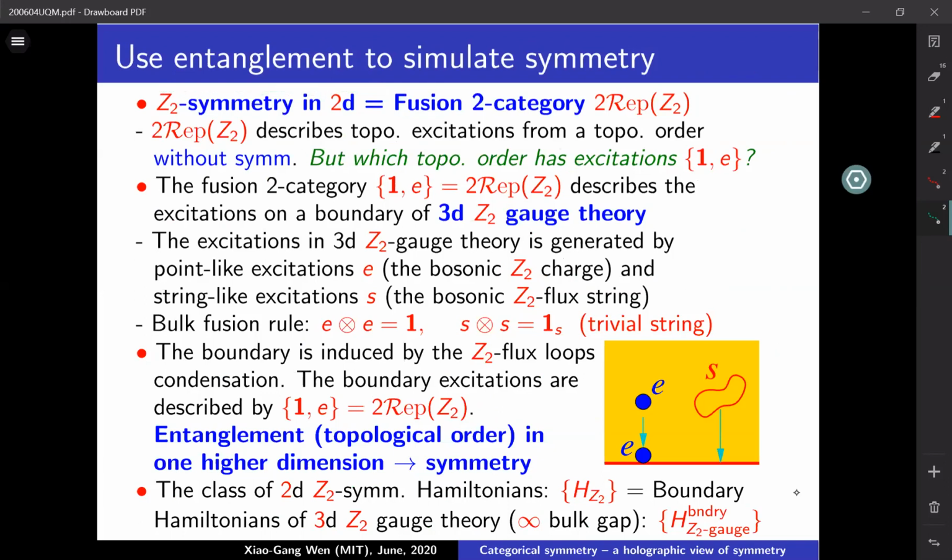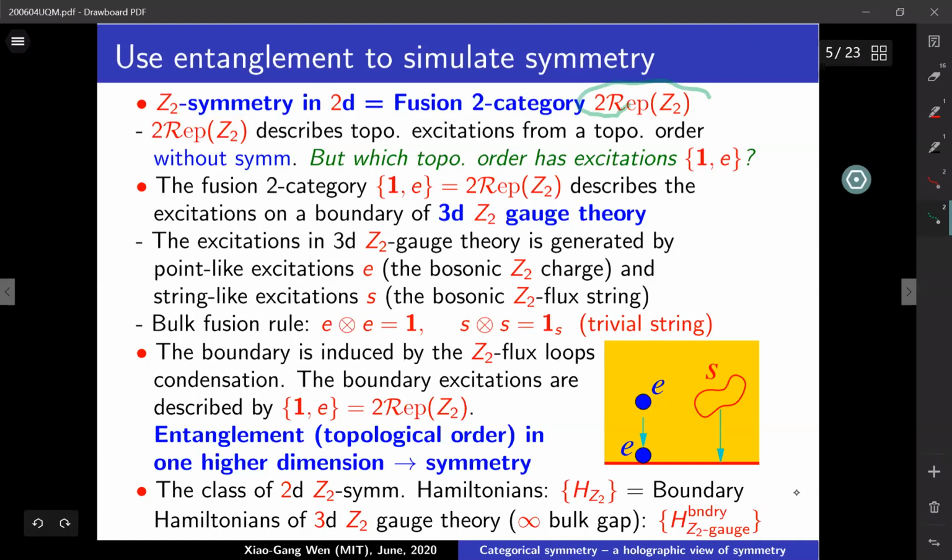So what is the entanglement way to view symmetry? Here we first start with the categorical way to view symmetry. We use a fusion category to view this Z2 symmetry. And what does that mean? That means we don't think about the transformation. We don't think about the symmetry. We just think about those particles in this fusion category.